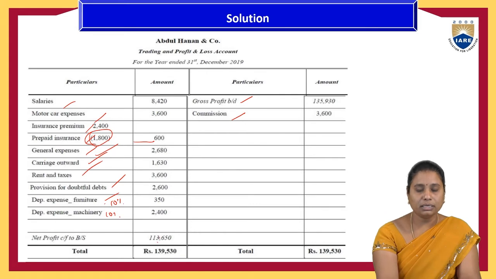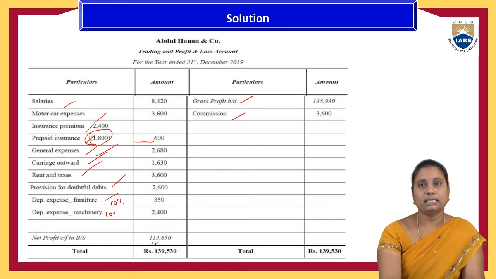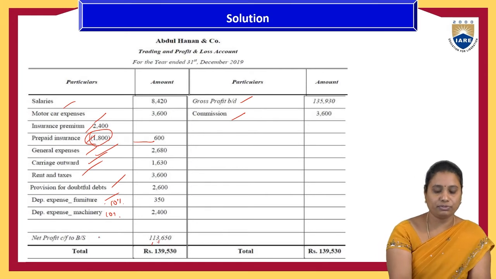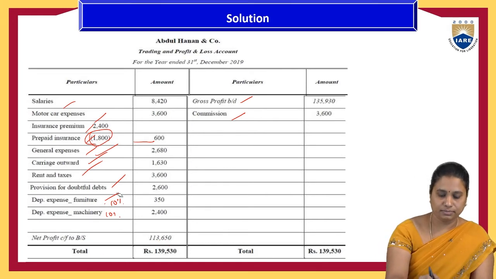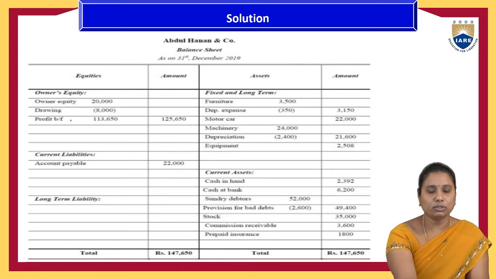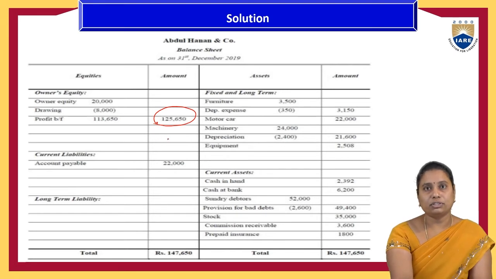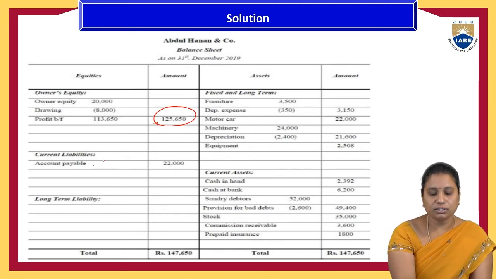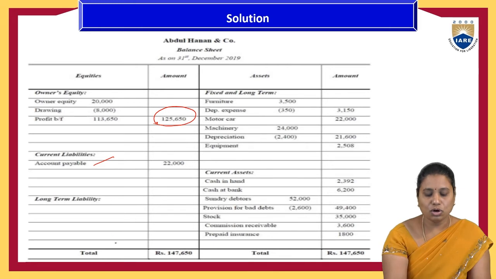The remaining debit side balance, again it is less, 1,13,650 rupees. It will be treated as net profit for the organization. Finally, the balance sheet has to be prepared. Owner's equity of 20,000 less the drawings, and the net profit of 1,13,650 is added. So the total on the liability side, owner's equity, is 1,25,650, and the current liabilities are accounts payable, with no long-term liabilities.